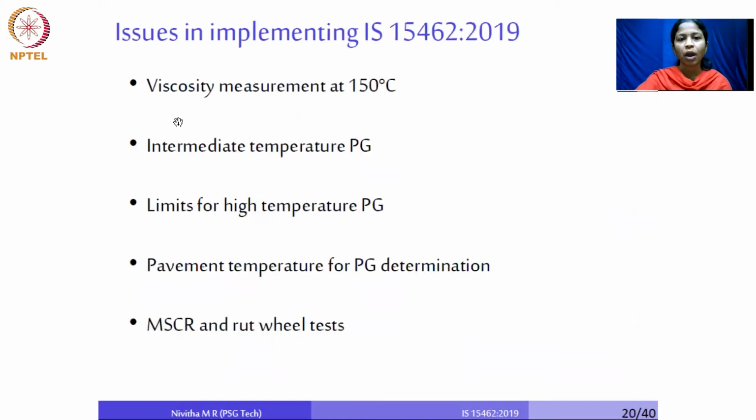Right. Now, with this background, let us start talking about some of the issues in implementing IS 15462-2019 for India. I have highlighted 5 issues here. One is the temperature at which viscosity is measured. The second is the intermediate pavement temperature specified for fatigue cracking. The third is the limits for high temperature PG. The fourth is the calculation of pavement temperature. The last one is the correlation between MSCR and wheel tracking (Rutwheel) test.